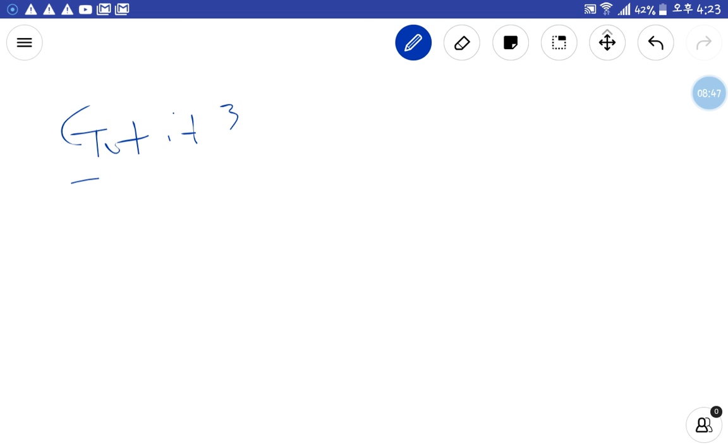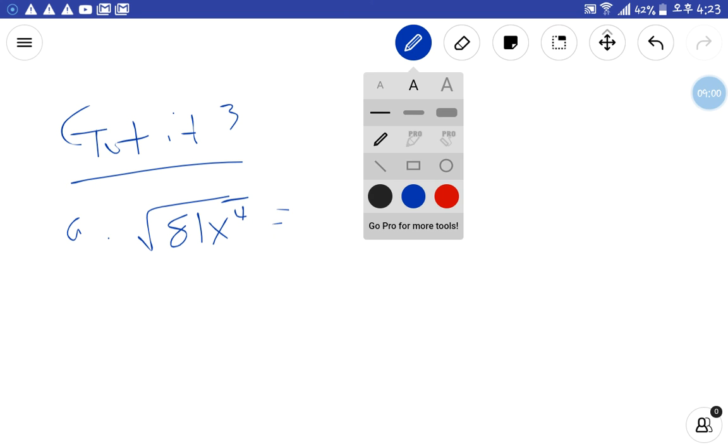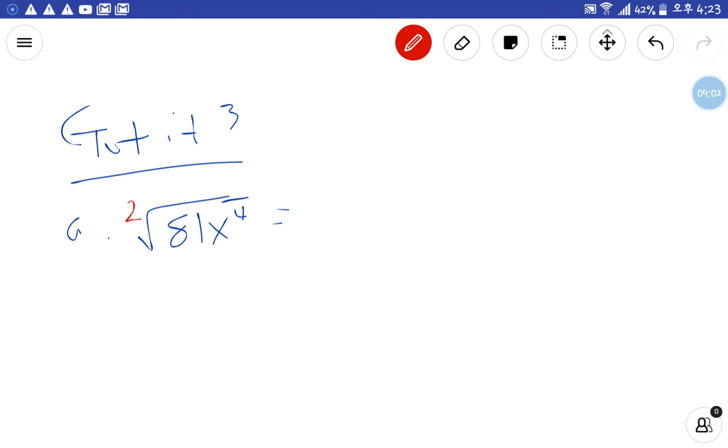Alright, Got It 3. What is the simplified form of each radical expression? So A, square root of 81x to the 4th power. Let's label my index. What's my index? 2, which is even. If you have an even index, what do you need to expect? We're going to put absolute value around it. Now, what number squared becomes 81? 9 squared. And what number squared becomes x to the 4th? x squared, since you divide 4 by 2, you have 2.